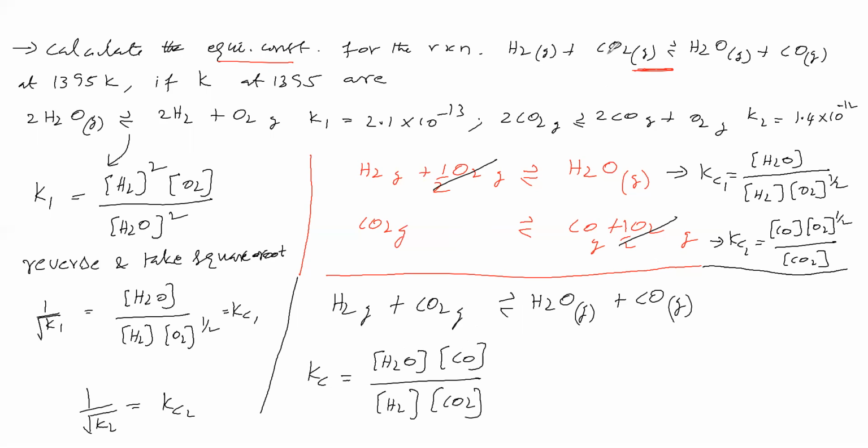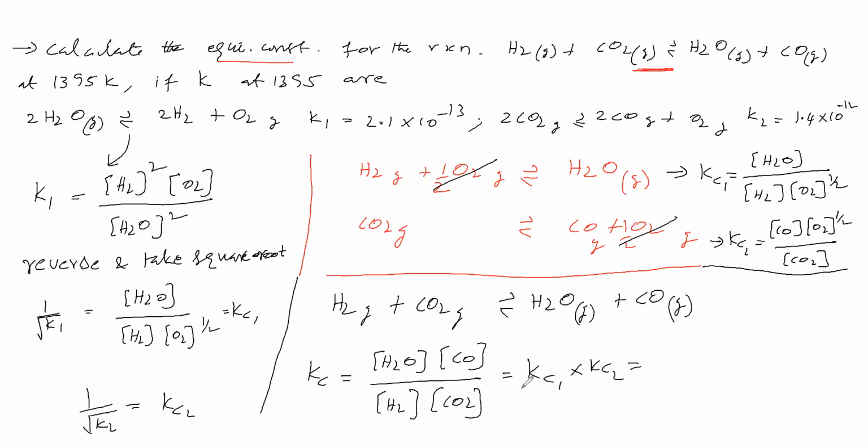Left side thing we are writing in the denominator. Now you take this Kc1 and this Kc2, you multiply these two, then you will get this Kc expression.